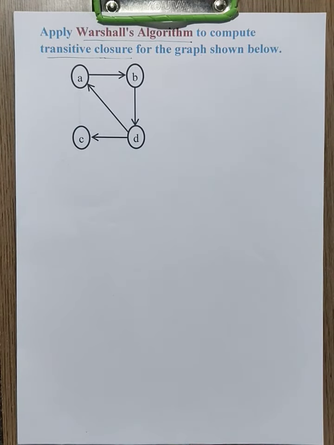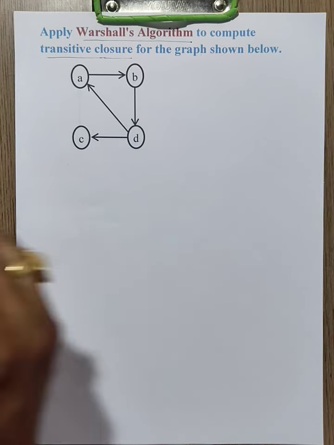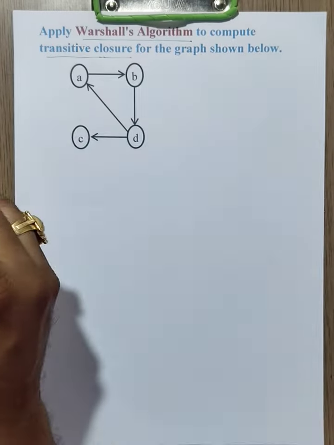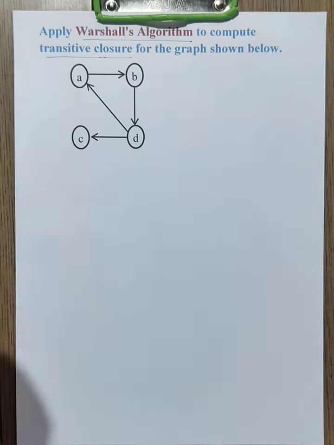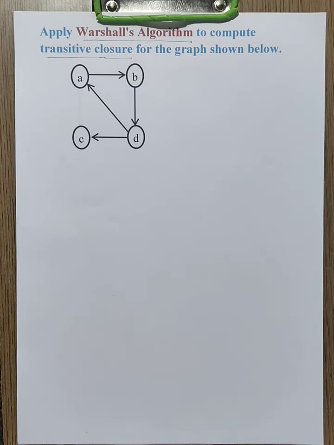A graph is given in this Warshall's algorithm. The graph will be a directed graph. All edges are directed. From this graph, we have to find the transitive closure. That means we have to find whether one vertex reaches another vertex, directly or with or without intermediate vertices. If there is a path, we write 1, otherwise we write 0.